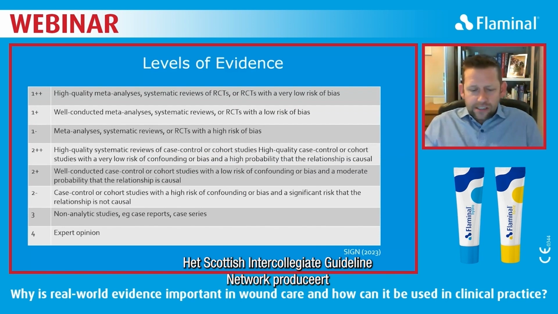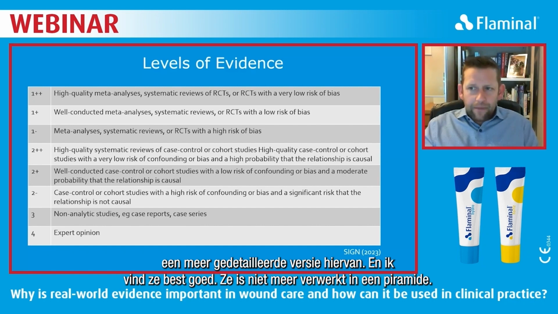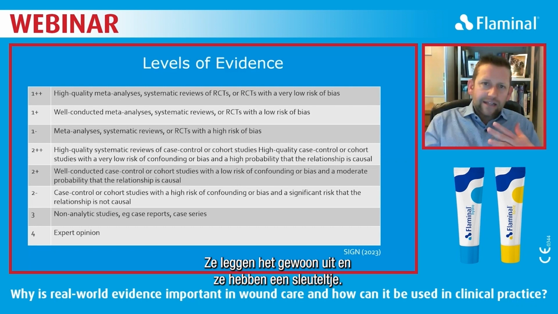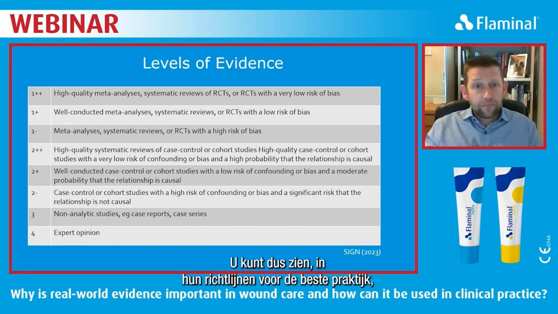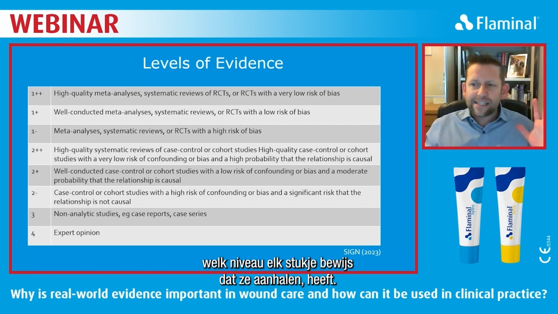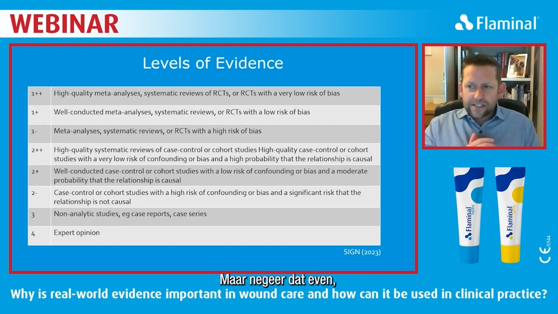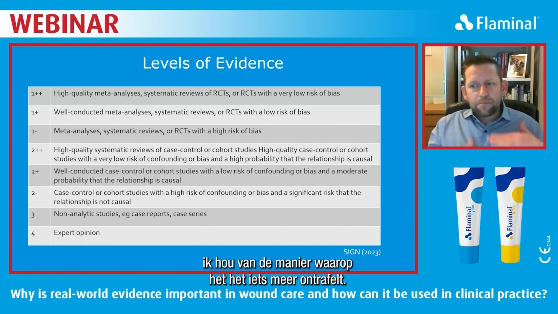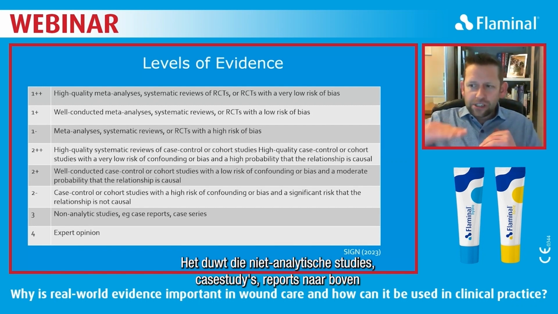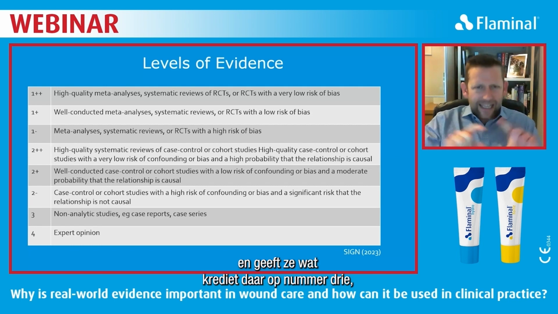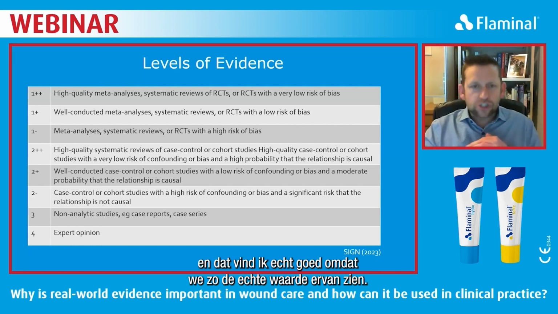The Scottish Intercollegiate Guideline Network actually produce a more detailed version of this, and I quite like it. It's not sat in a pyramid anymore. They just explain it, and they have a little key so that you can see within their best practice guidelines what level each bit of evidence is that they cite. However, ignore that for a second, but I like the way that actually it breaks it up a little bit more. It pushes up these non-analytical studies, case studies, reports, and gives them some credit up there at number 3, which I really like, because actually we're really seeing the value of them.